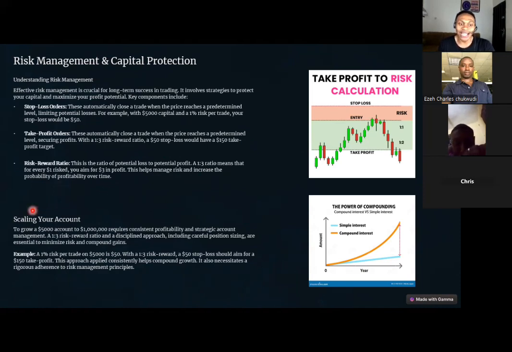Then the next thing you need to learn is scaling your account. To grow a $5,000 account to $1 million requires consistent profitability and strategic account management. A 1:3 risk to reward ratio and a disciplined approach, including careful position sizing, are essential to minimize risk and compound gains. And I'll be teaching you guys about careful position sizing during our practical class on my FX book.